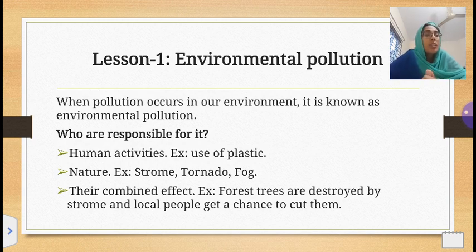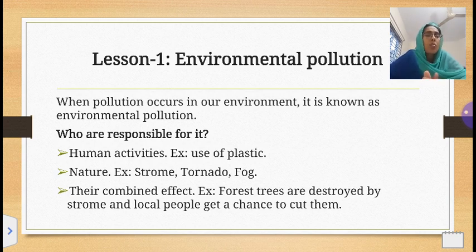So here we give some examples. For example, the use of plastic. Nature examples: storm, tornado, fog. These are examples of nature. So nature is also responsible for pollution, but not so much if we compare with humans.